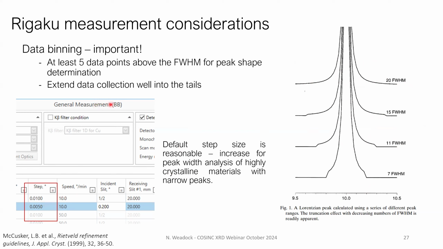Generally, in a BB mode measurement, our step size is 0.01 degrees. That's usually reasonable for standard, maybe less than perfect samples. But if you have a very crystalline, perfect sample that has very narrow peaks, you should probably consider reducing this to some smaller amount to make sure that you have enough data to define your peak.